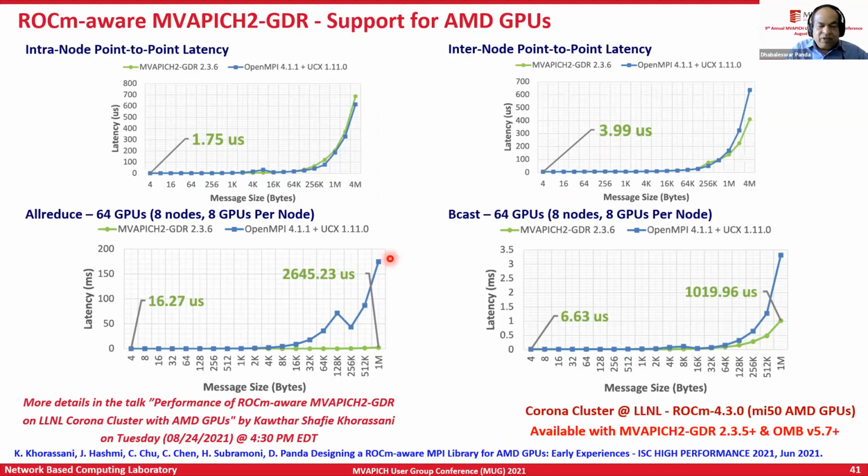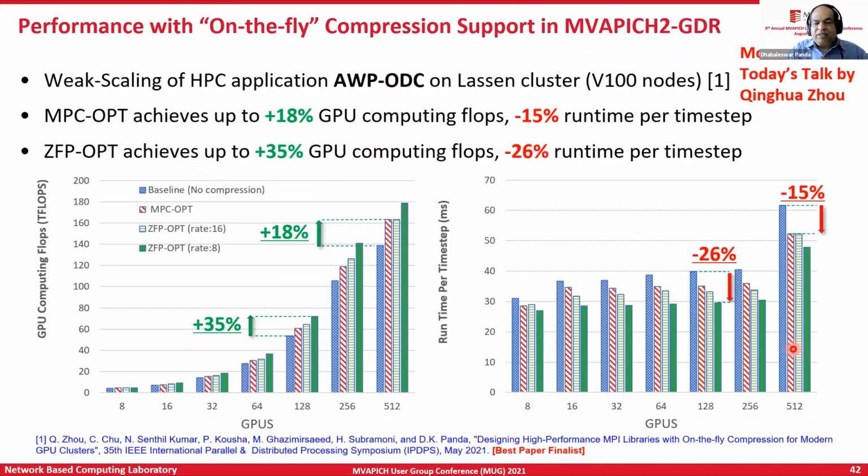And these are some of the numbers we are comparing here, MVAPICH2-GDR with the latest OpenMPI. And as you can see, with up to 64 GPUs, we are able to give almost very flat performance here, and also similar things in the Bcast. So as this AMD ecosystem is picking up, I strongly encourage you to use the latest version of MVAPICH2-GDR, and you should be able to get a significant boost in your application-level performance.